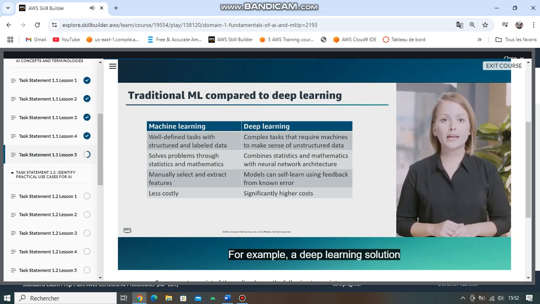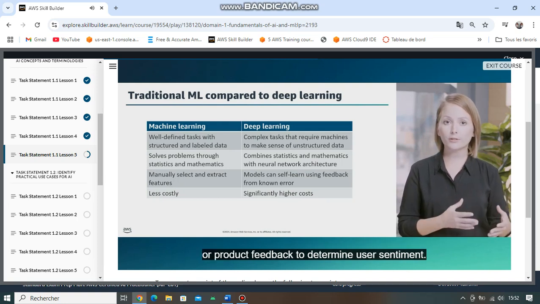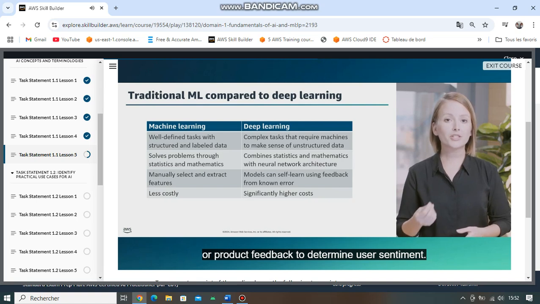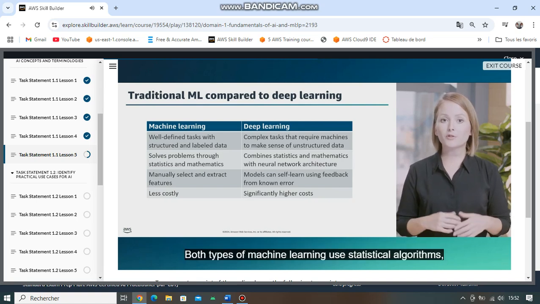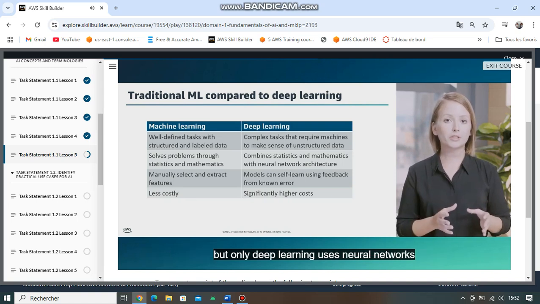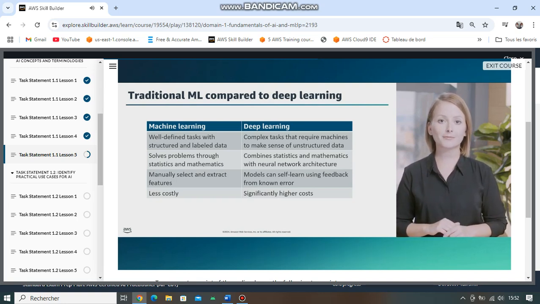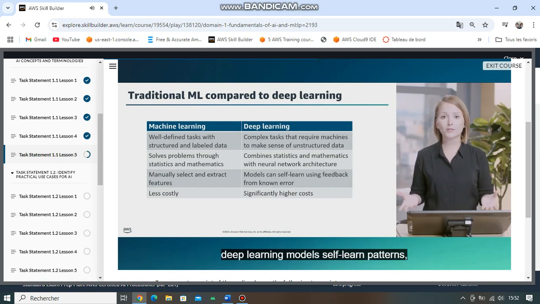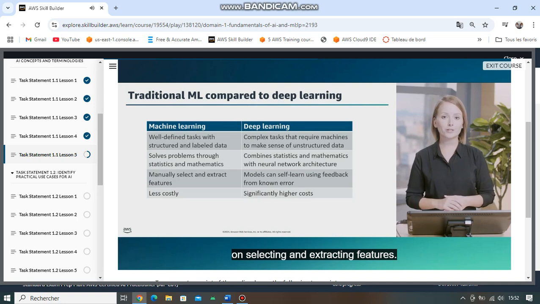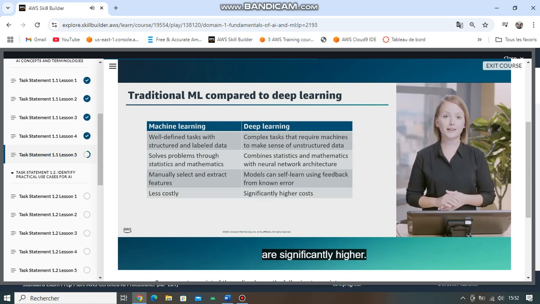For example, a deep learning solution can analyze social media mentions or product feedback to determine user sentiment. Both types of machine learning use statistical algorithms, but only deep learning uses neural networks to simulate human intelligence. As we've seen, deep learning models self-learn patterns, so they don't require as much work on selecting and extracting features. However, their infrastructure costs are significantly higher.